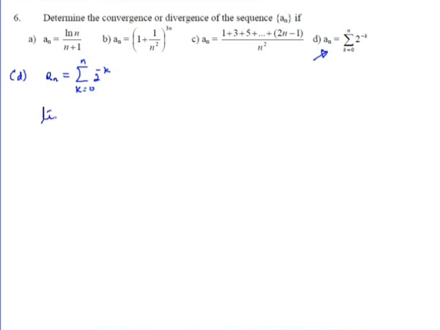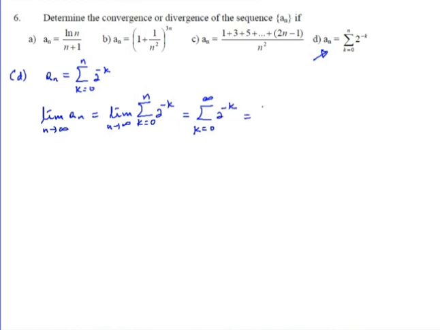The only thing we do is see what the limit of the nth term looks like as n approaches infinity. This is the same as the limit of the summation, k starts from 0 up to n, of 2 to the power of minus k, as n approaches infinity. As n approaches infinity, this summation is written as k starts from 0 up to infinity of 2 to the power of minus k.